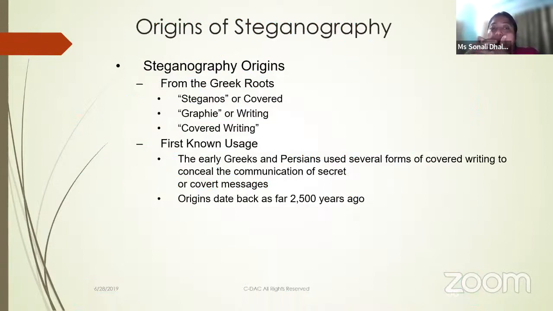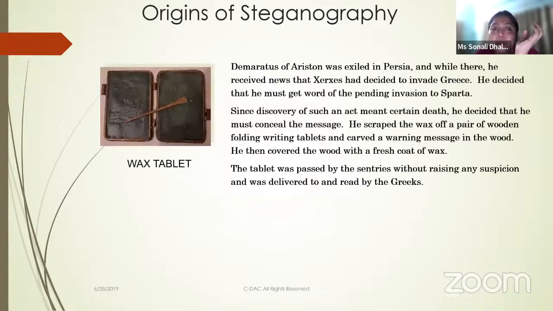Steganography is an age-old technique that comes from the Greek root. Steganos is covered, graphy is writing. So both together mean covered writing. The first known usage is by the Greeks and Persians, who used several forms of covered writing to conceal the communication of secret or covered messages. Origins date back as far as 2500 years ago.